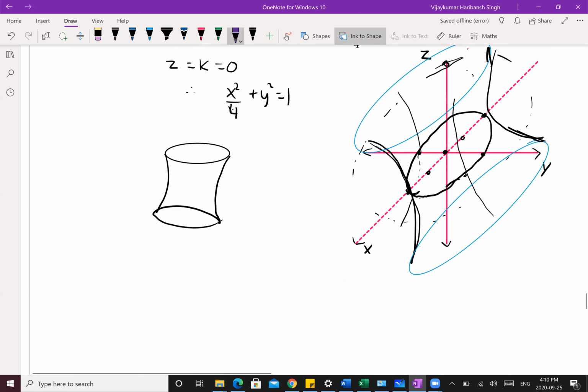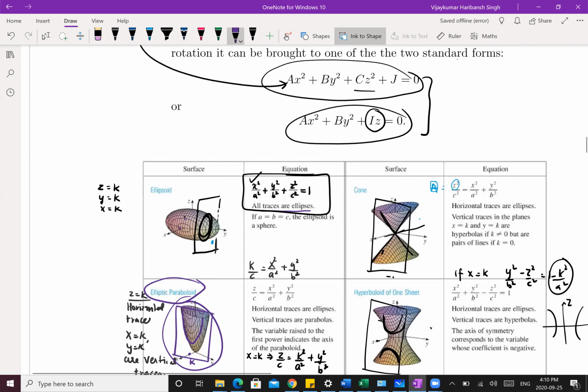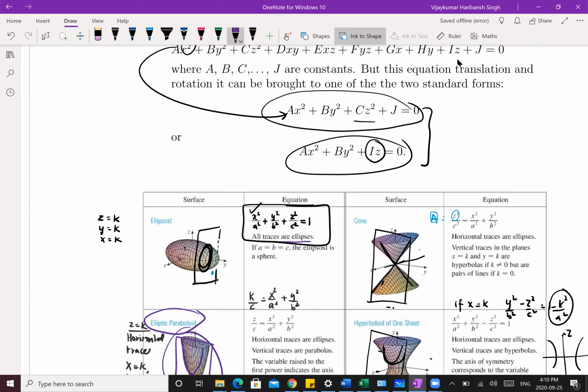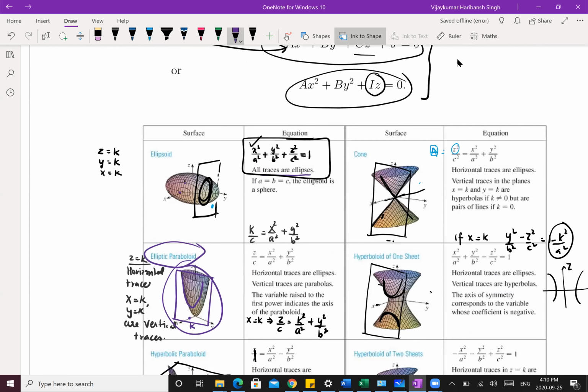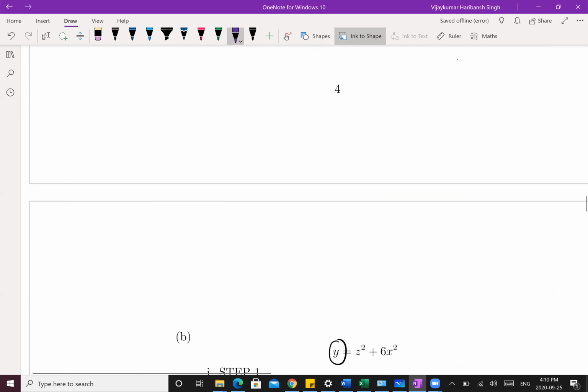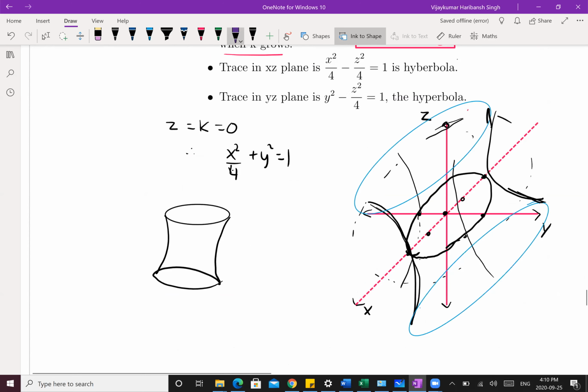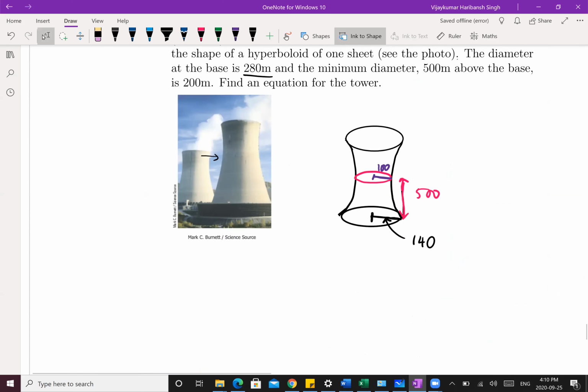So if we go back to our catalog, we know that the equation of such a hyperboloid is x squared by a squared plus y squared by b squared minus z squared by c squared equals 1. So we can write it down: x squared by a squared plus y squared by b squared minus z squared by c squared equals 1.